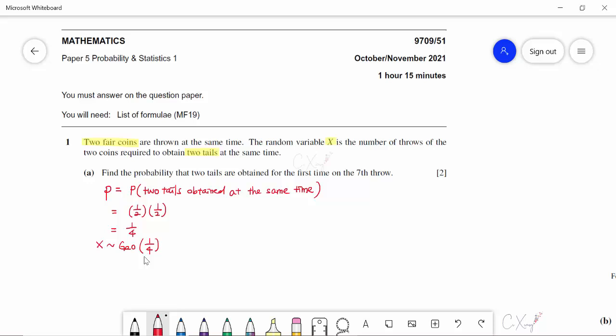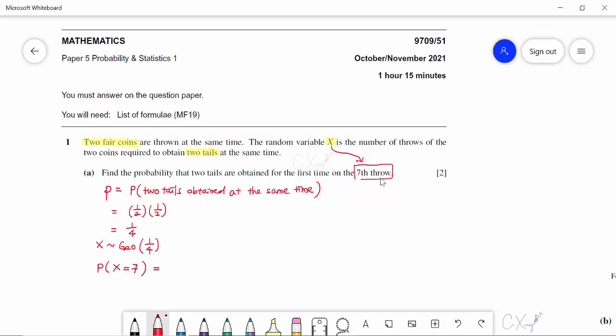Okay, so once you identify the distribution, you can start answering the question. What they want you to find is the probability that two tails are obtained for the first time on the seventh throw. The seventh throw means X equals 7, because X is the number of throws. So the probability they want you to find is P(X = 7).